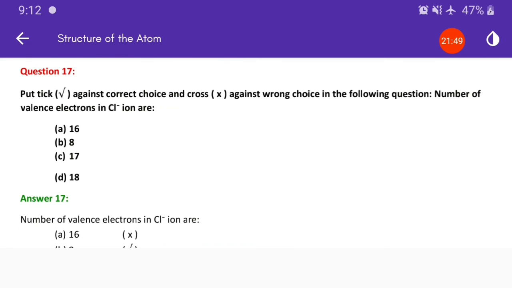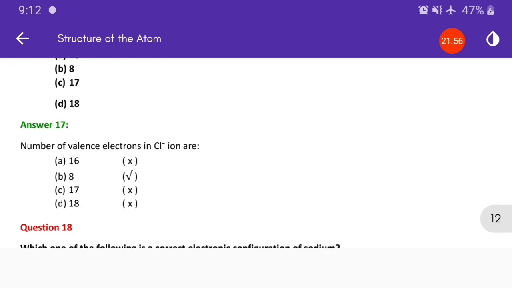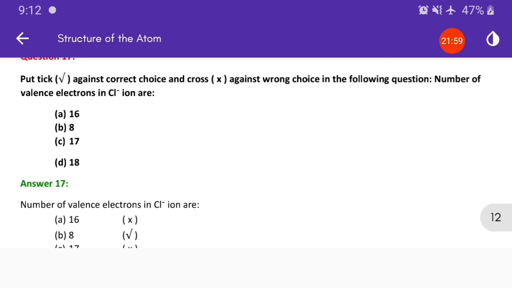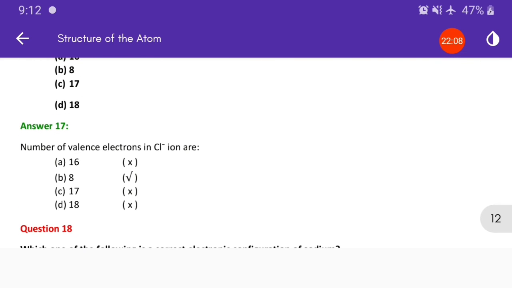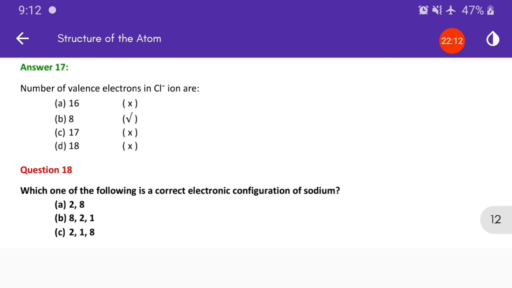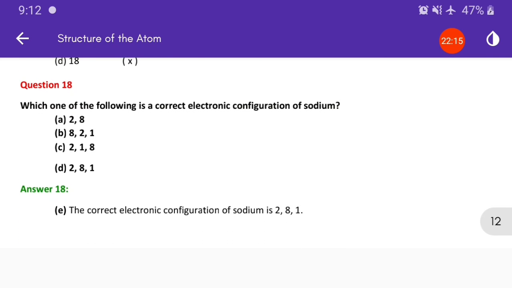This is also an MCQ. The number of valence electrons in a chlorine ion, Cl minus, is 8. It is mentioned minus, so we can consider the number of valence electrons to be 8. Which one of the following is the correct electronic configuration of sodium? That is 2, 8, 1, which means option D.